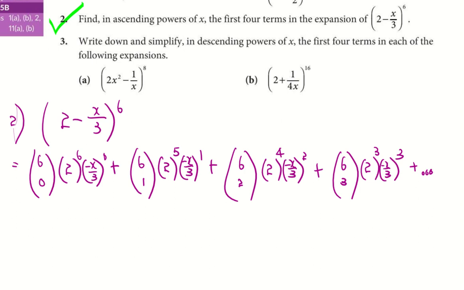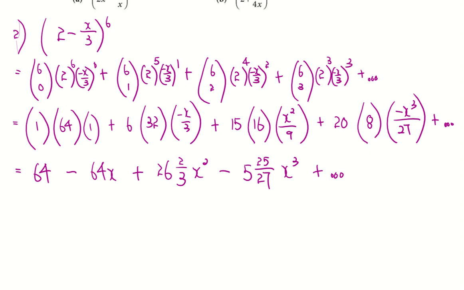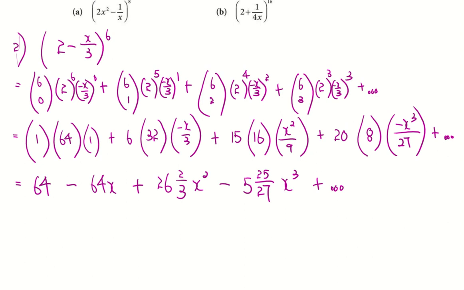After that, remember to simplify the brackets slowly. Okay, so again, it's about making sure that you press the calculator correctly and evaluate the brackets correctly. Then I'll be able to get the first 4 terms in ascending power of x.